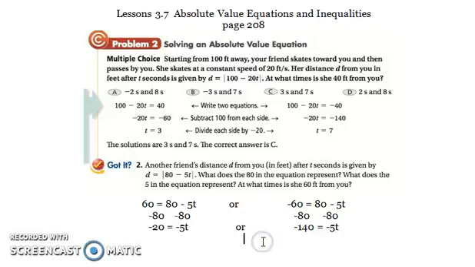Okay, so that means if we divide both sides by negative 5, we get 4 equals t, or if we divide negative 140 by negative 5, we get 28. So at 4 seconds and at 28 seconds, she's going to be 60 feet from you on either side.